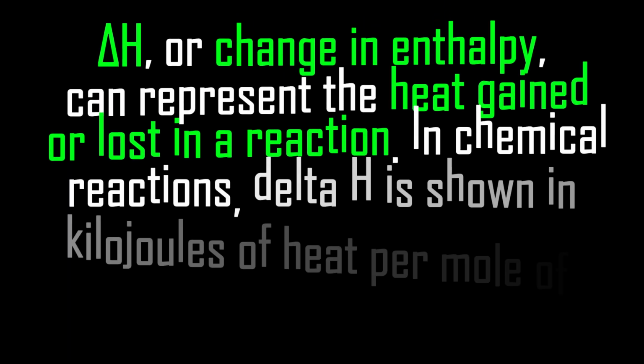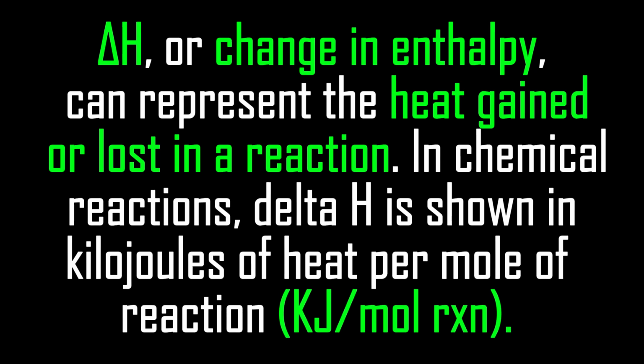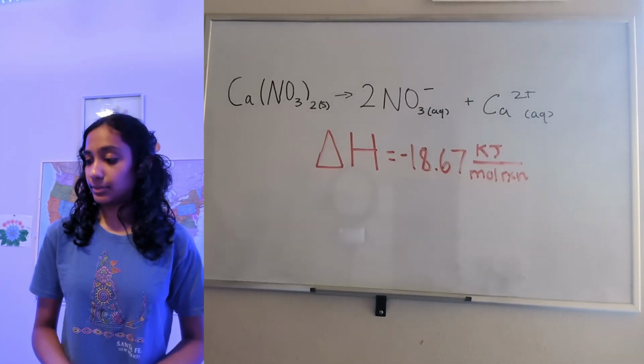We represent the heat that's gained or lost in a reaction with its change in enthalpy, or delta H. In chemical reactions, delta H is shown in kilojoules of heat per mole of reaction. Let's look at an example.